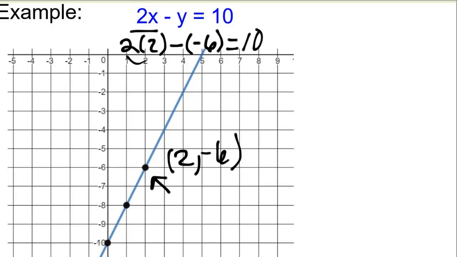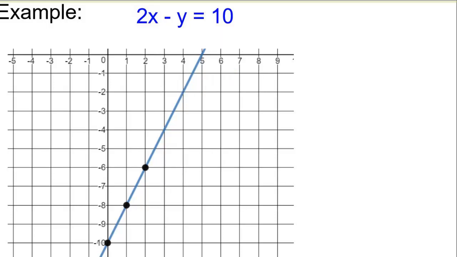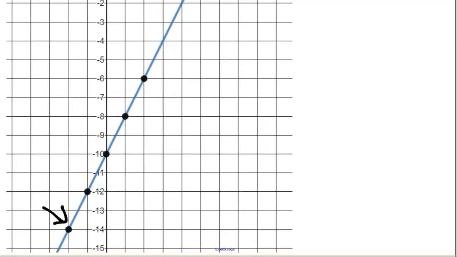And don't forget that when you do this, 2 times 2 gets you a 4, but this minus a negative is really negative 1 times negative 6, which is a positive 6, and that equals 10. So you can see that that point does work. Let's suppose we choose a different point. Let's say we choose this one down here.